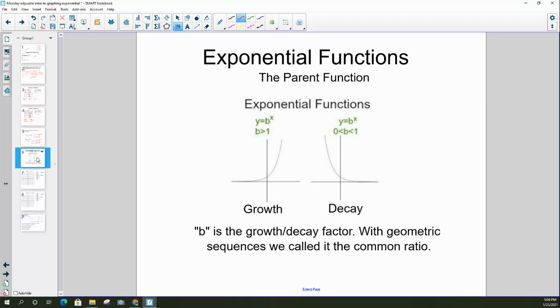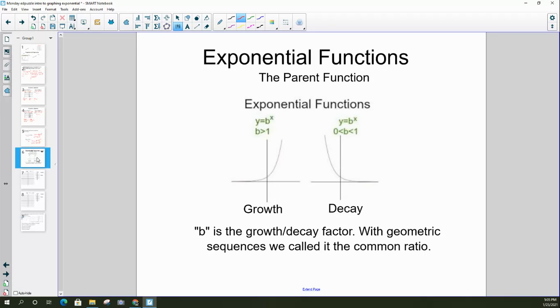All right, so what we called common ratios in geometric sequences, we are going to now call either growth or decay factor. Okay, if the b is between 0 and 1, so 1/3, 1/2, 2/3, any number between 0 and 1, it is a decay factor. All right, because that number is smaller than 1. So when you multiply it by a number smaller than 1, it gets smaller. All right, so decay is between 0 and 1.